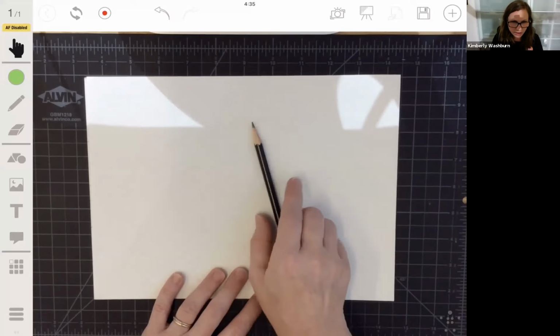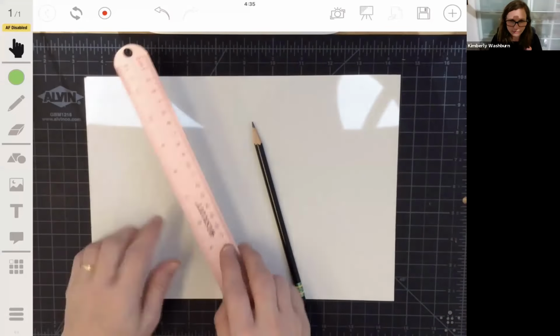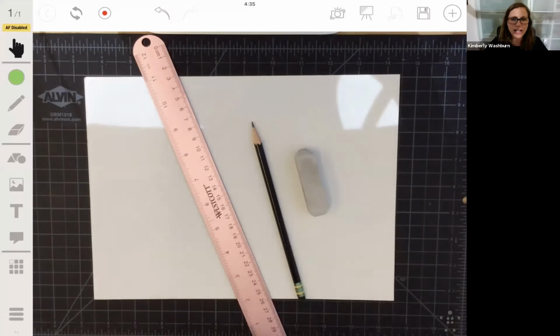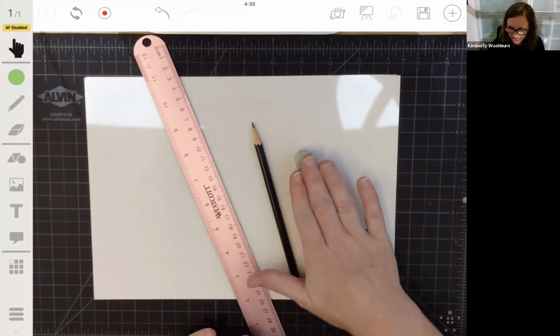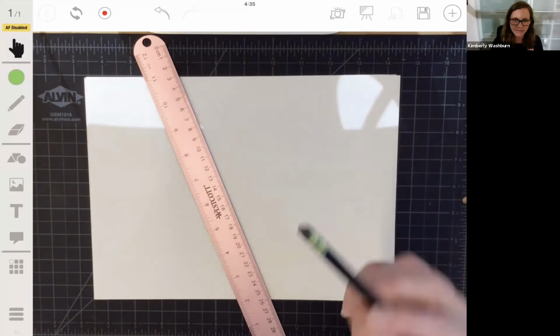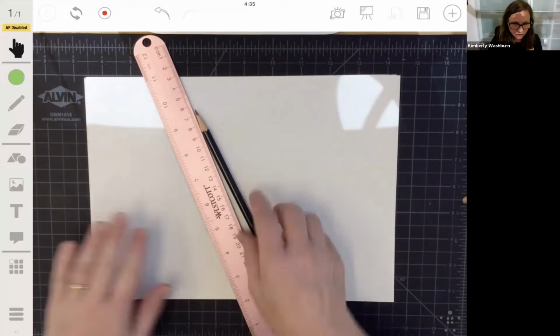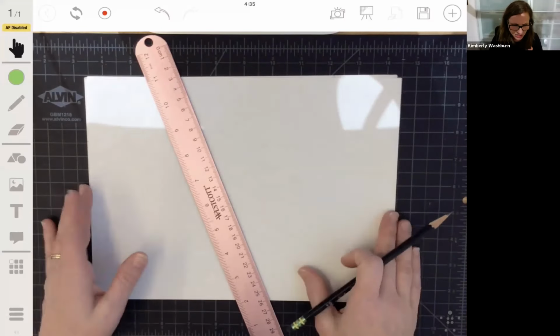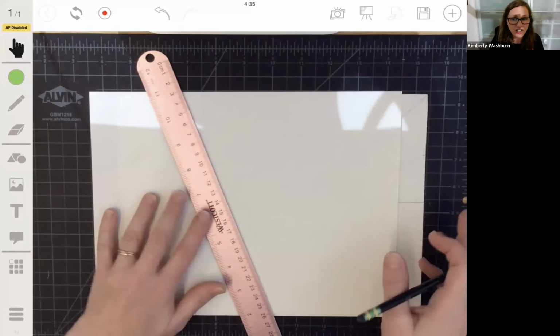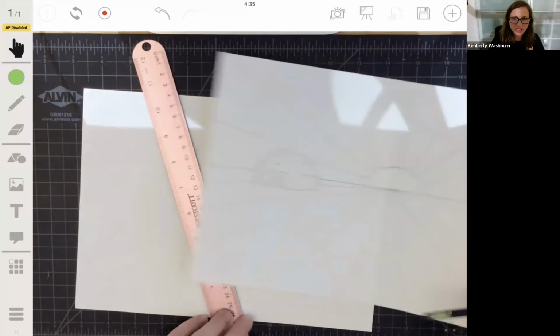You're going to need a pencil, and you're going to need a ruler. And if you have an extra eraser, that might be helpful, but you don't have to have that. The pencil that you have, if it has an eraser, then you're in good shape. Okay?